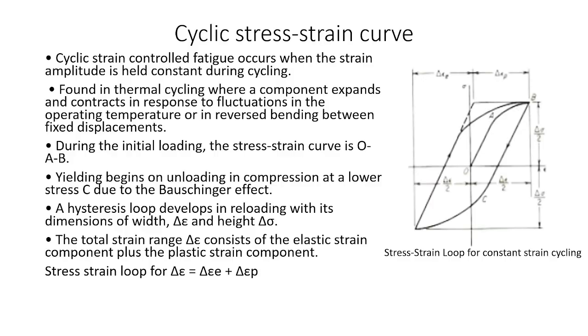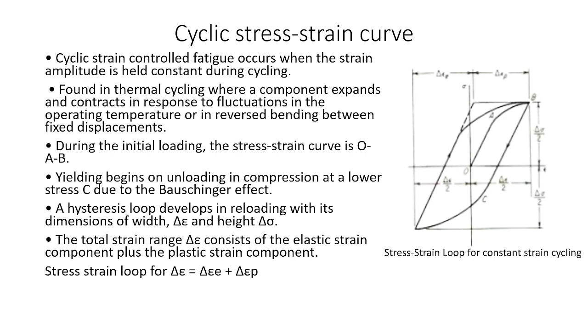Then coming to the cyclic stress strain curve, strain controlled fatigue occurs when the strain amplitude is held constant during cycling. It is found in thermal cycling, where a component expands and contracts in response to fluctuation in the operating temperature, or in a reverse bending between fixed displacement. During the initial loading, the stress strain curve goes from O to A to B.